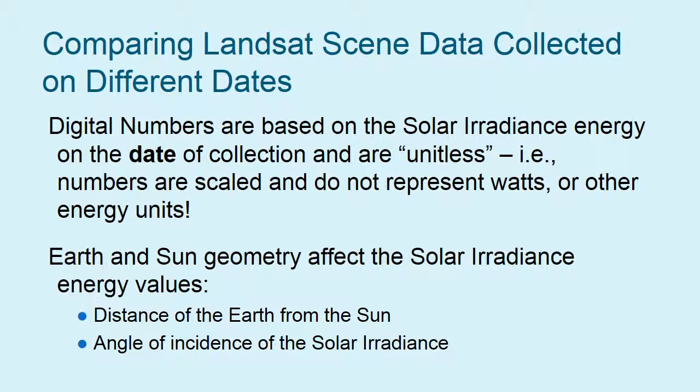Digital numbers are based on the solar irradiance energy on the date of collection, and they're unitless. These numbers, as I've said, are scaled and do not represent energy levels. They're just scaled values. One of the things that affects the incoming solar irradiance is the Earth-Sun geometry. That is the distance of the Earth from the Sun and the angle of incidence of the solar irradiance.